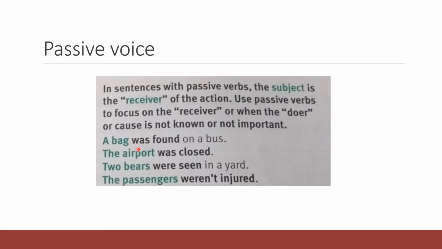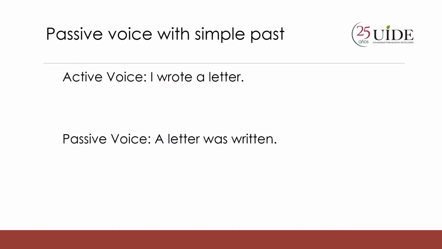For example, a bag was found on a bus. The airport was closed, 2 bears were seen in a yard, and the passengers weren't injured. In these examples, we're using passive voice for past tense. Now let's take an example using passive voice with simple past.